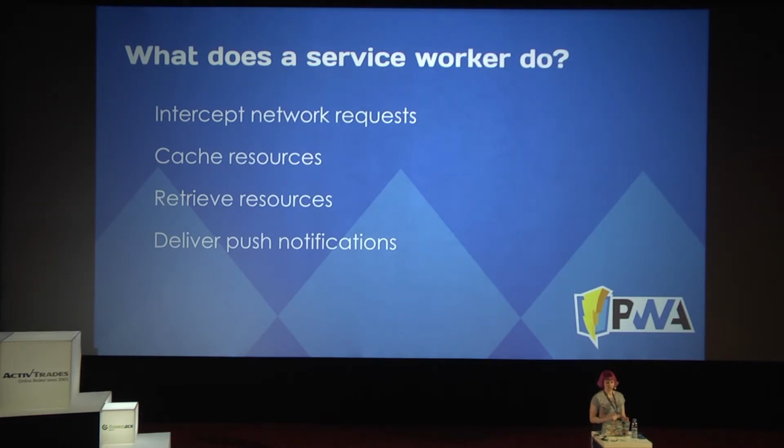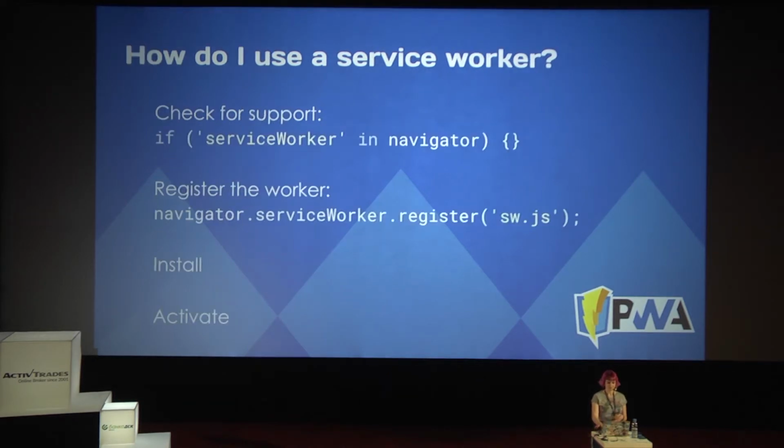So service workers can intercept network requests. They cache data using the Cache API, and they retrieve resources from the cache using the Fetch API. And they are also responsible for delivering push notifications. Service workers are what allow us to offer this offline experience by serving resources from the cache instead of the network when the network connection is down. So how do we use them?